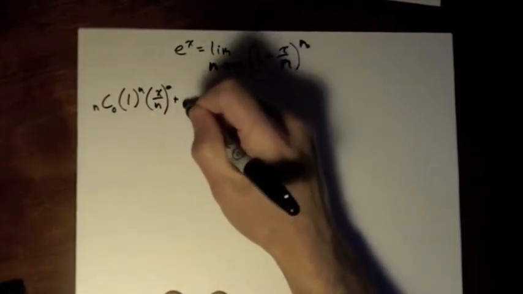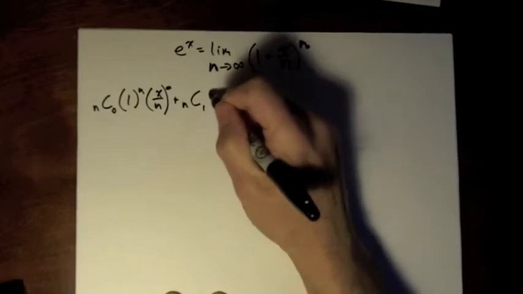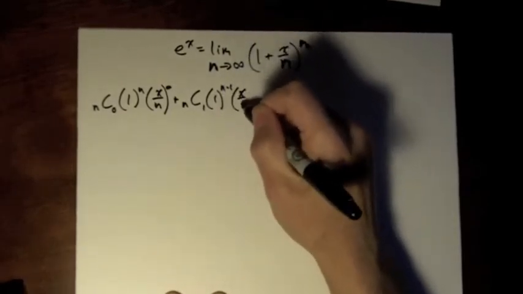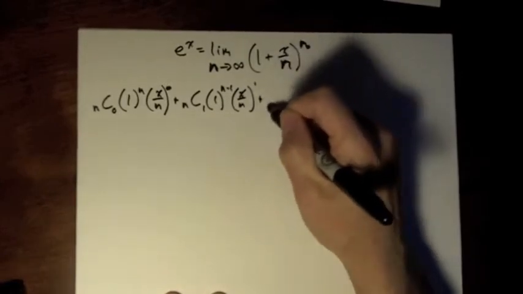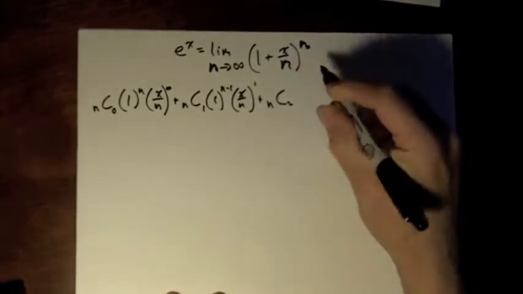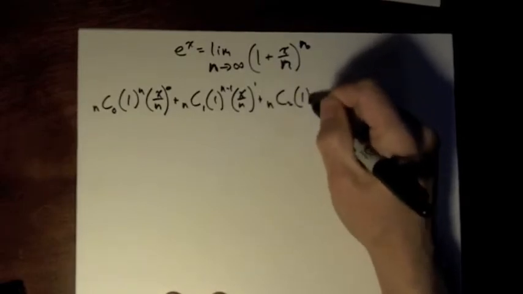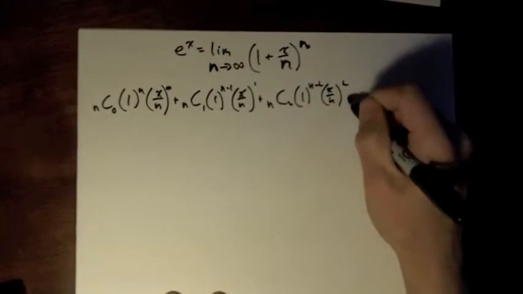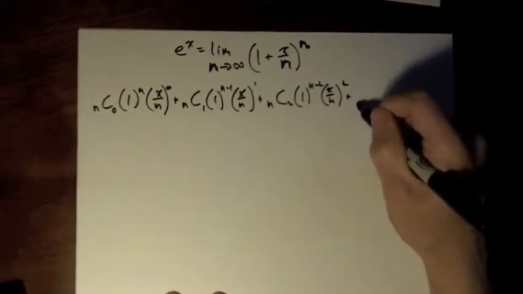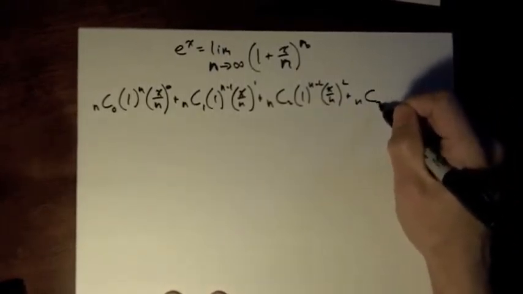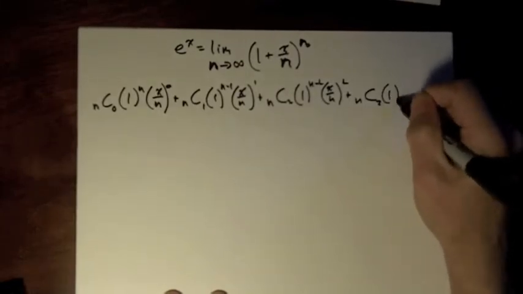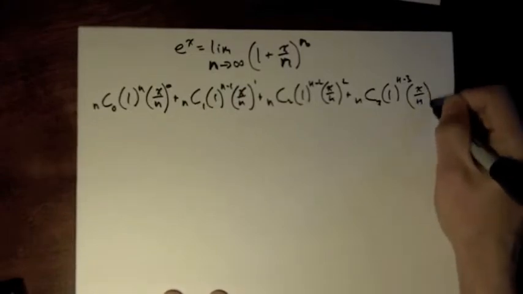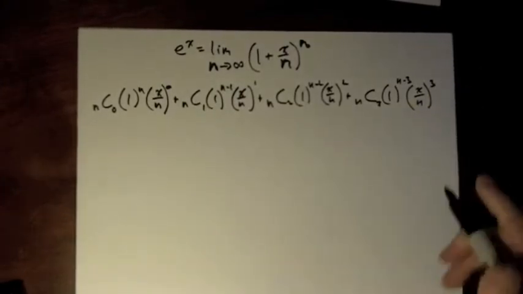Let's write some more terms. n things taken 1 at a time times 1 to the n minus 1 power times x over n to the 1, plus a combination of n things taken 2 at a time times 1 to the n minus 2 times x over n squared, plus, I think we can squeeze in one more here, a combination of n things taken 3 at a time times 1 to the n minus 3 times x over n cubed, etc.